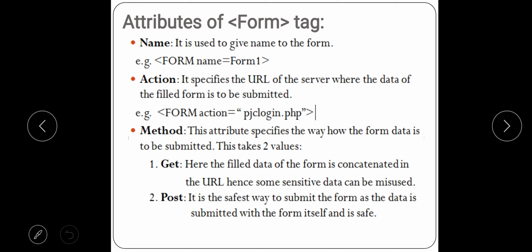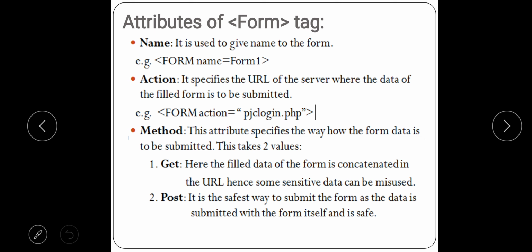So to the next attribute we'll move, that is the action. Now what is the action? Here you can see that it specifies the URL of the server where the data of the filled form is to be submitted. We just now saw that whenever the data is filled, the user clicks on the submit button, so that data is carried to the server. So the submit button should know where it should go. So here we give the name of the server.